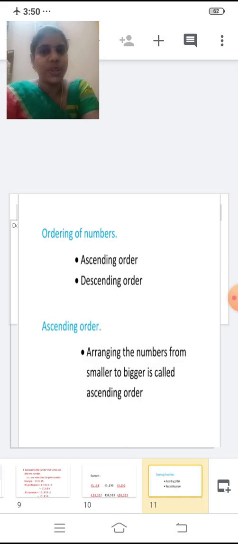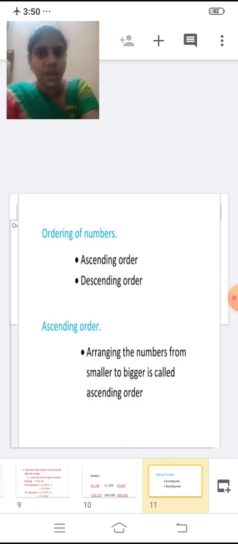Now we are going to see ordering of numbers. How to arrange the numbers. We can arrange the numbers in ascending and descending order. So ascending order, descending order. First we'll see what is ascending order.